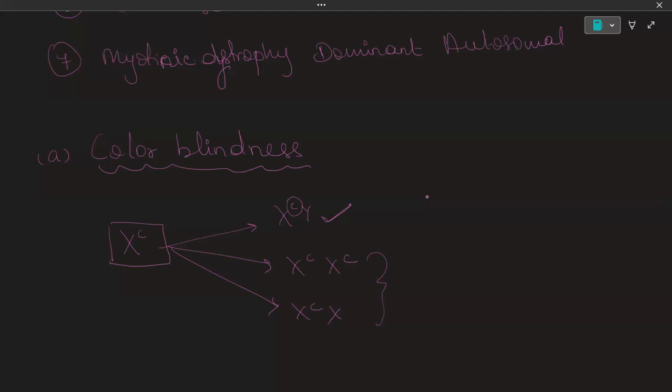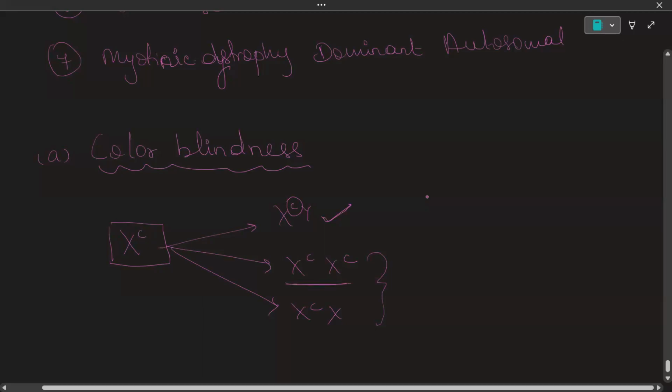But in the case of females, the first case, this one that you're seeing, both the X chromosomes have the color blindness gene. So this female is colorblind. But in this one, only one X chromosome has the colorblind gene, the other does not. So this female is known as a carrier of that disease. This is what it means by a recessive type of disease.